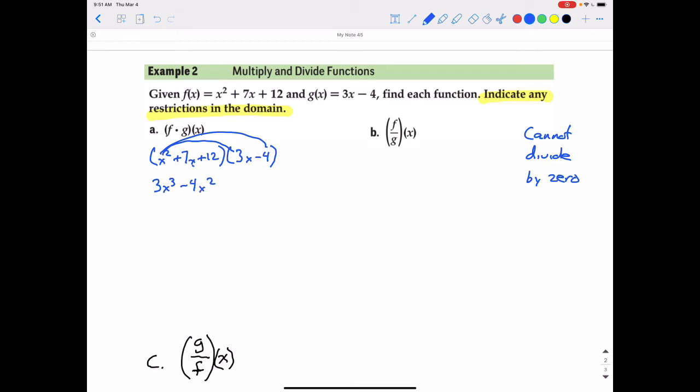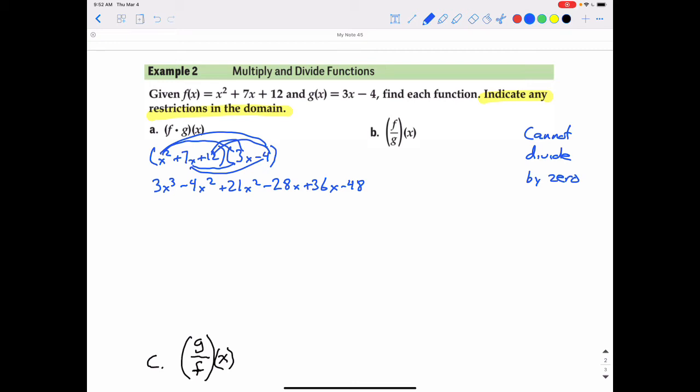And then I have to take 7x times 3x, and that is 21x squared. 7x times negative 4 is negative 28x. And also I have to take 12 times 3x, and that is 36x. And 12 times negative 4 is negative 48. Then we have lots and lots of like terms here.